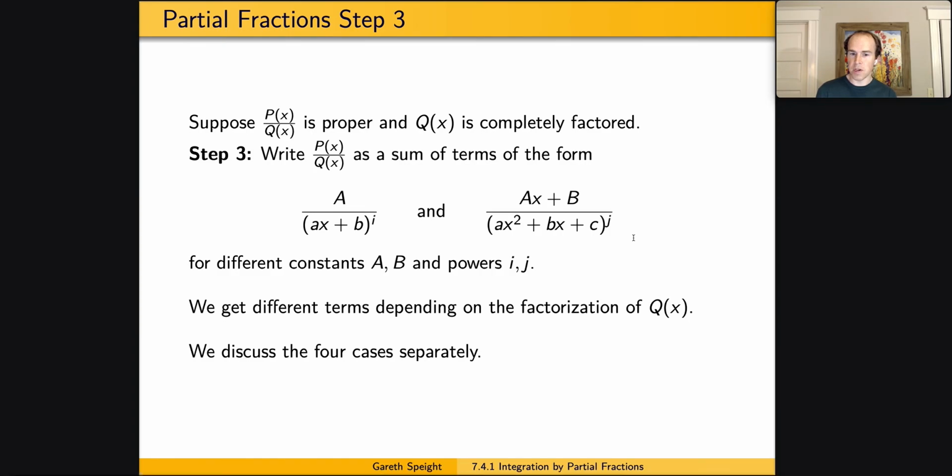Step 1, we said we should make sure it's proper, so the degree of the top is less than the degree of the bottom. If it's not proper, we have to use algebraic long division to make it proper. Then step 2 is to write the bottom as a product of linear factors and irreducible quadratic factors. And then step 3, we have to divide it into different cases depending on what the factorization of the bottom looks like. And there are going to be 4 cases that we'll talk about in a second.